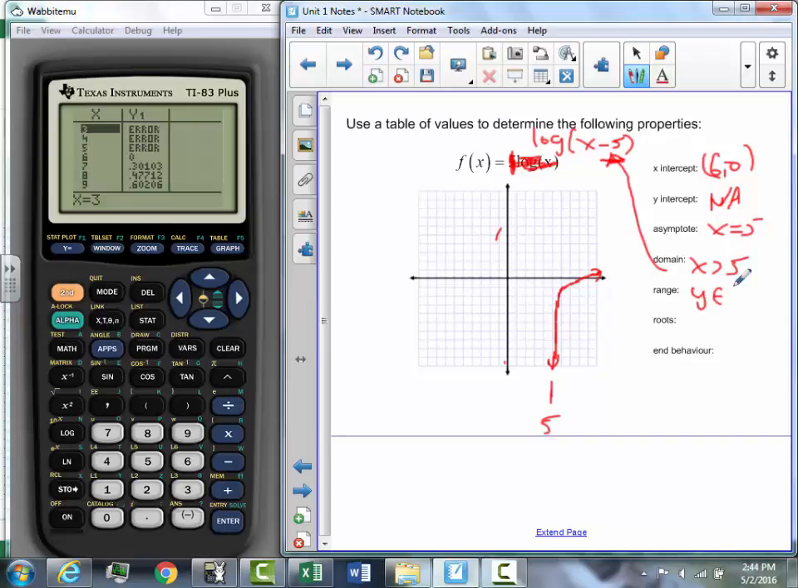Range, anything you want it to be. This graph will go from the lowest of lows to the highest of highs. It just doesn't do it on the left-hand side of the graph. That's all. Your root is your x-intercept. Your end behavior, like as before, goes from 4 to 1.